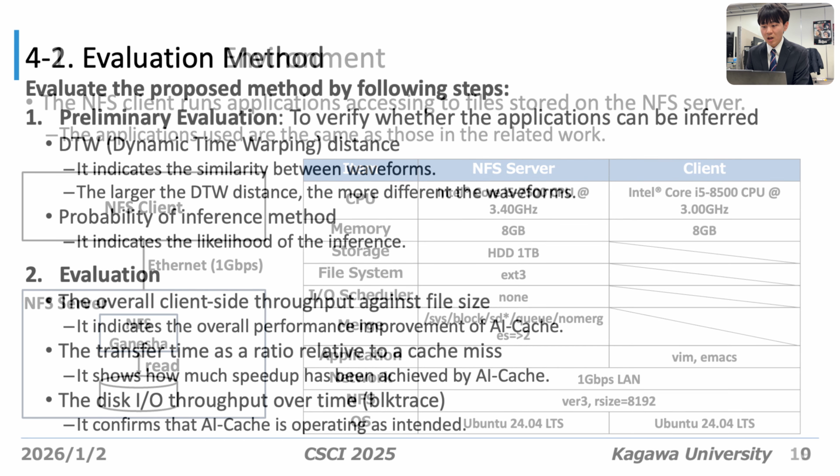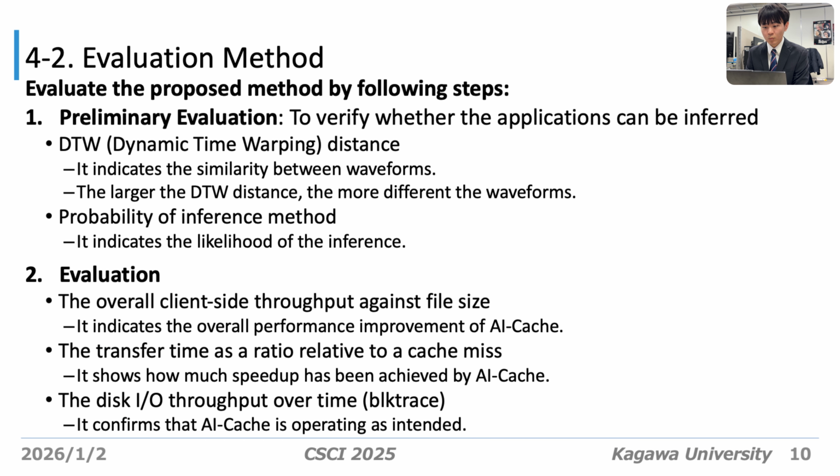We conducted the evaluation in two steps. First, we verify the application inference. We check the DTW distance and the inference probability. The DTW distance indicates the similarity between waveforms. A larger DTW distance means the waveforms are more dissimilar.